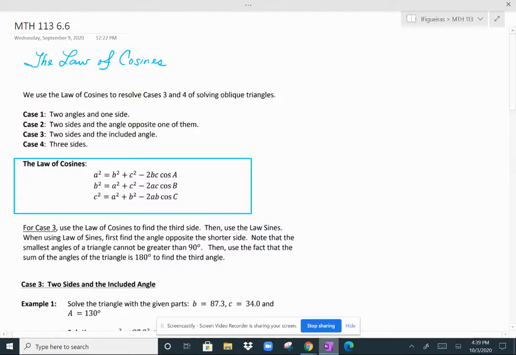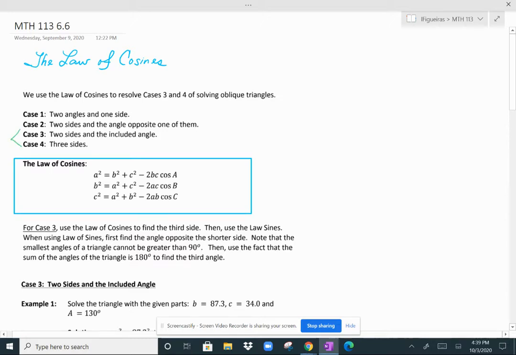Hi, this lesson is about how to use the law of cosines. The law of cosines is a formula that allows us to solve for oblique triangles, that means triangles that are not right triangles. And that will be in particular cases of different information that's given. We call these case 3 and 4.